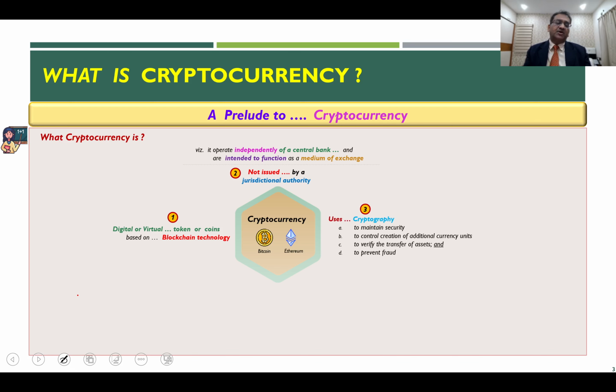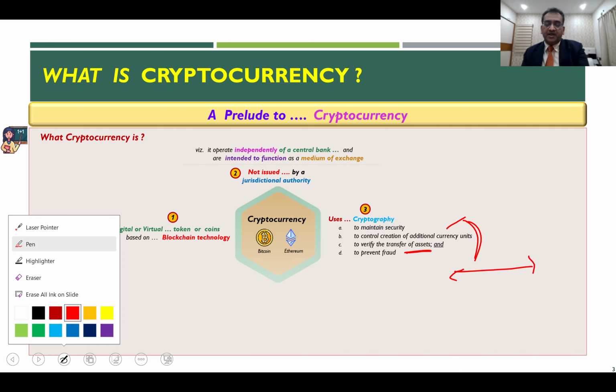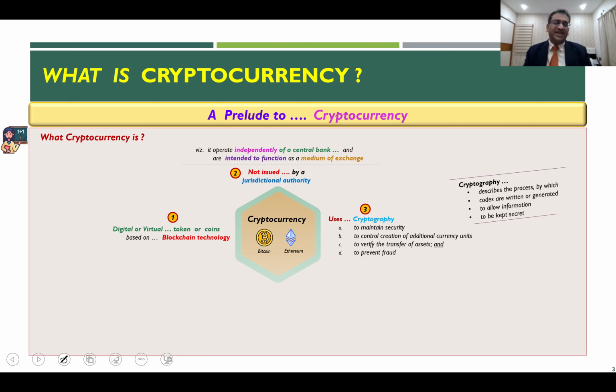Then, these cryptocurrencies use cryptography for various purposes which are listed here. Cryptography is used to maintain security, to control the creation of additional currency units, to verify the transfer of cryptocurrency from one party to another, and to prevent fraud in the entire process. Basically, cryptography is the technology which describes the process by which codes are written or generated, which allow information to be kept in a secret way.